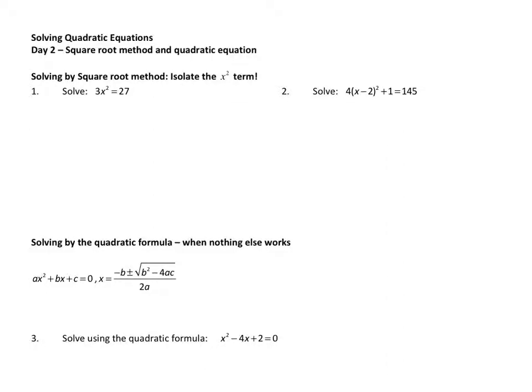Okay, so this is part 2 of solving quads. In today's lesson, what we're going to do is solve by the square root method, where we want to isolate the x squared term, so we want to get x squared alone. Much like when you're solving for x, you want to get x alone, you want to get the squared term by itself. So we're going to go through a couple examples here.